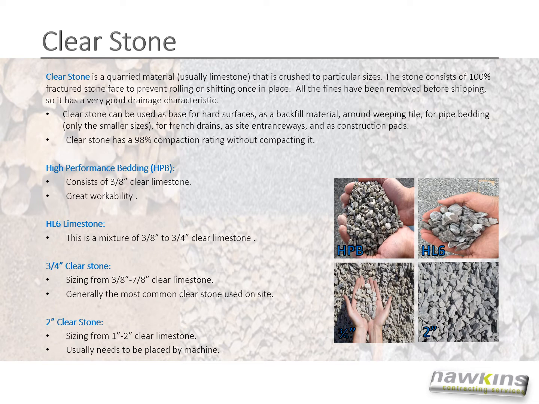High performance bedding, HPB, consists of 3/8 of an inch clear limestone and has great workability. HL6 limestone. This is a mixture of 3/8 of an inch to 3/4 of an inch clear limestone. 3/4 inch clear stone, sizing from 3/8 of an inch to 7/8 clear limestone, is generally the most common clear stone used on site. 2-inch clear limestone, sizing from 1 inch to 2 inches of clear limestone, usually needs to be placed by machine.